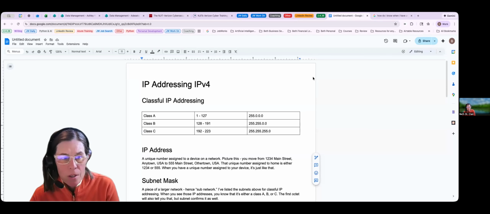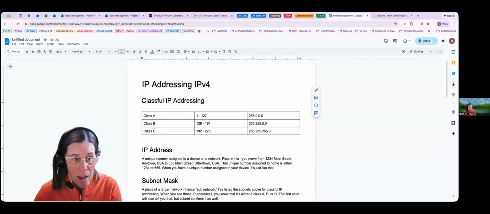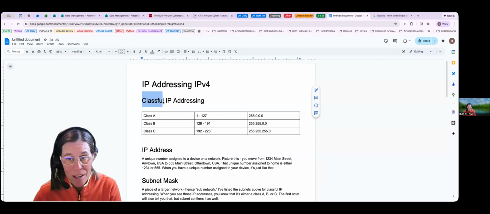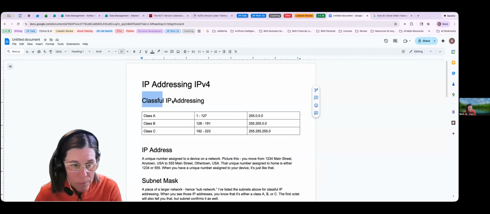Okay, welcome. So we're going to be talking about IP addressing, and this is specific to IP version 4. This is not IP version 6. So I want to first talk about classful IP addressing. Classful IP addressing is different from classless IP addressing. We'll go over that in a separate video.